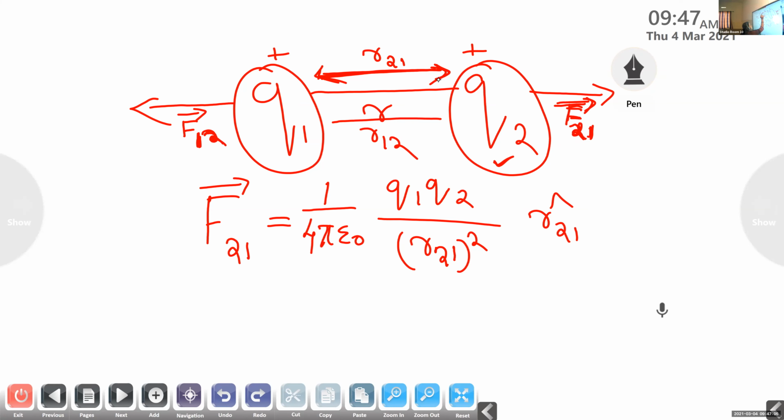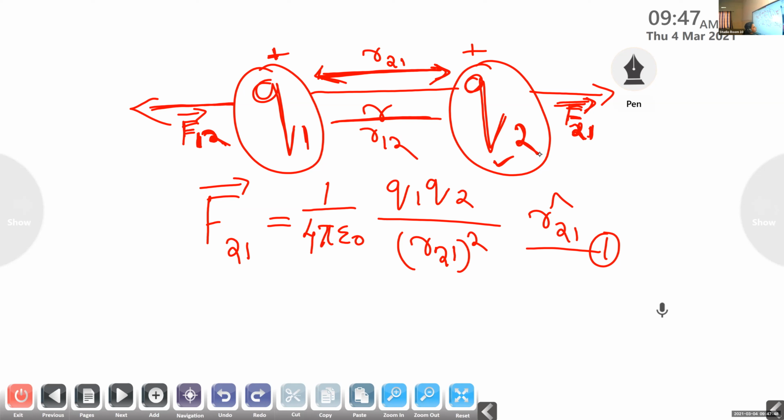Similarly, Q2 exerts a force on the charge Q1. As a result, Q1 is also repelled by Q2 by a force F12, the force experienced by the charge Q1 due to charge Q2. They are separated by a distance R12. Now we write the equation for the force experienced by the charge Q2. Vector F21 is equal to 1 by 4 pi epsilon 0 Q1 Q2 divided by R21 the whole square, into R21 cap, where R21 cap is a unit vector since we are representing the force as a vector.